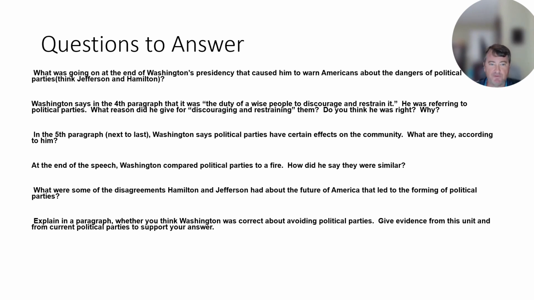Third, in the 5th paragraph, the next to last paragraph, Washington says political parties have certain effects on the community. What are they, according to him? Fourth, at the end of the speech, Washington compared political parties to a fire. How did he say they were similar? Fifth, what are some of the disagreements Hamilton and Jefferson had about the future of America that led to the forming of political parties? That's what you'll learn about in the unit. And sixth, explain in a paragraph whether you think Washington was correct about avoiding political parties. Give evidence from the speech and from current political parties to support your answers.